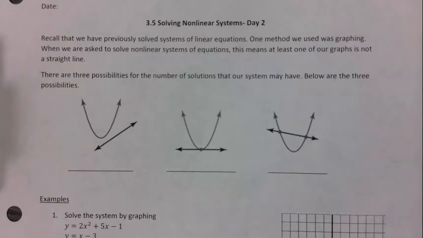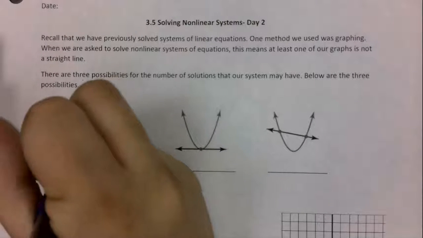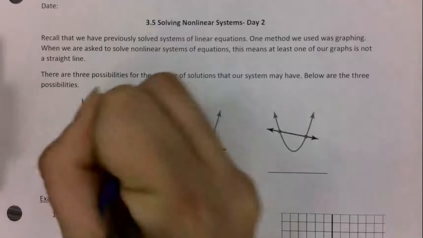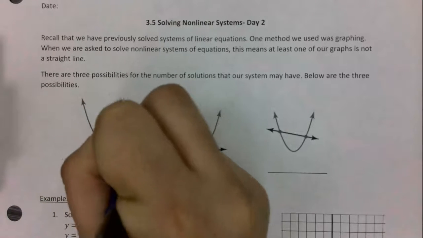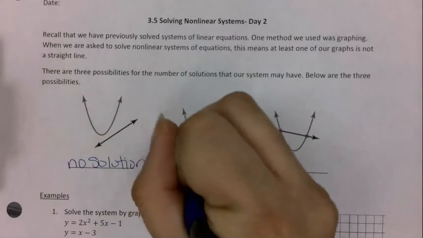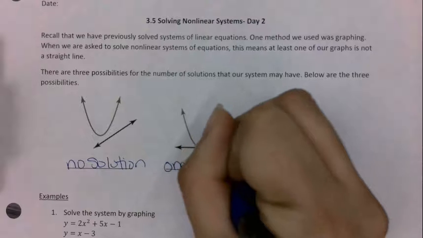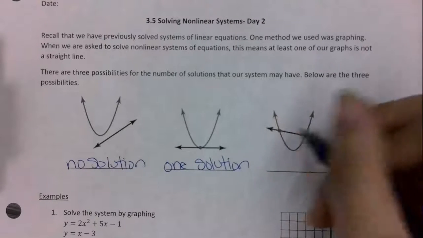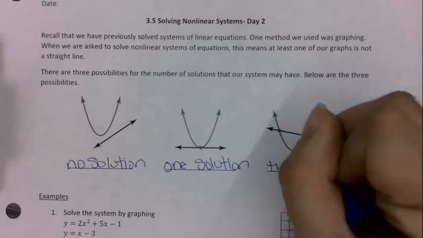Okay, so today we're still solving systems of equations, but this time we're solving it by graphing. There's three possible things that can happen. The two lines, or the two equations, won't cross. So we can have it where the quadratic and the line never touch. This would be no solution. If they touch at a specific point, it's going to be one solution. And when they cross two times, there's two solutions.